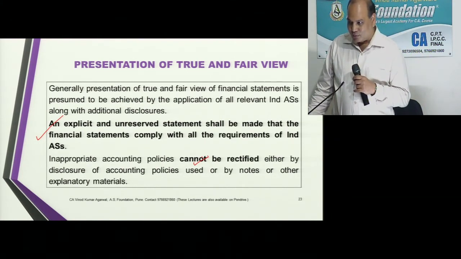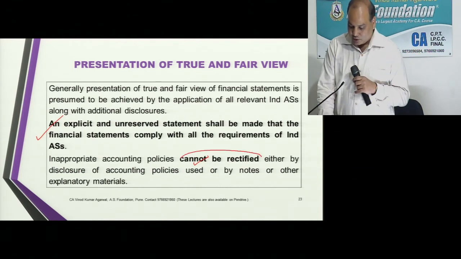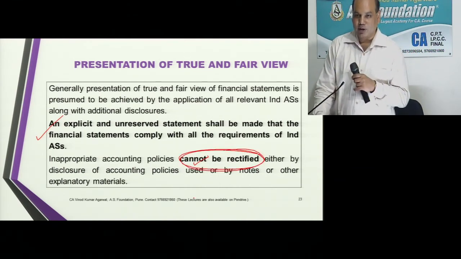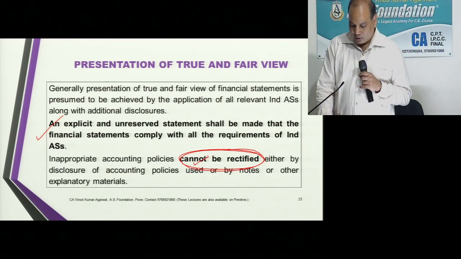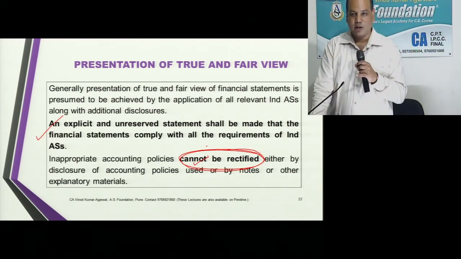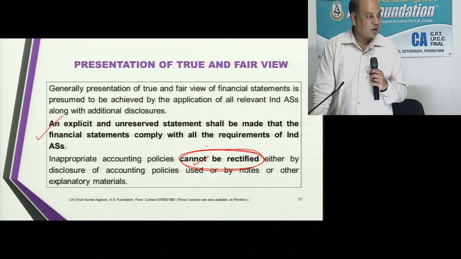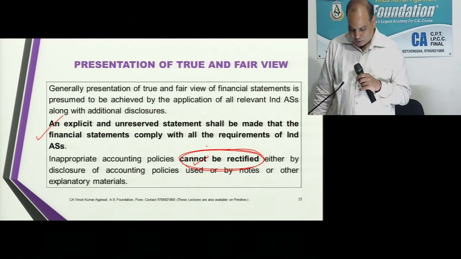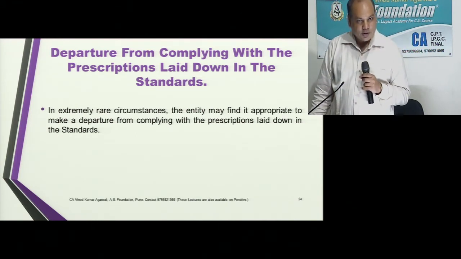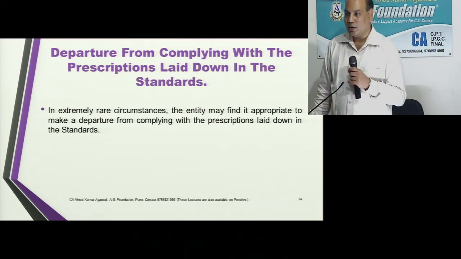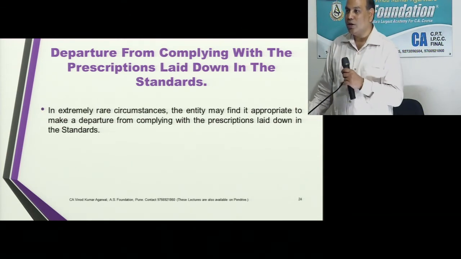So you have to give us an explicit statement that we have complied with all. Suppose you give a disclosure that we have not complied with some Ind AS, or you have not followed some Ind AS, then it means your financial statements are not Ind AS compliant. Any departure from Ind AS, any deviation from Ind AS will make your financial statement non-Ind AS compliant.